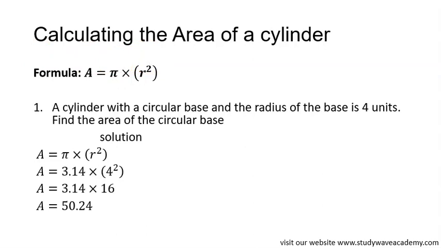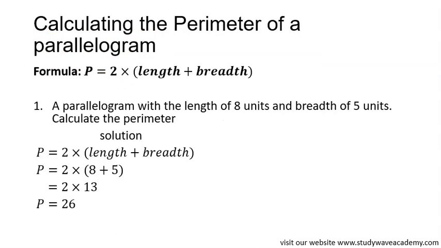Next, we're going to be looking at calculating the perimeter of a parallelogram. To calculate the perimeter of a parallelogram, the formula is P, which is perimeter, equals 2 times bracket length plus breadth. Okay? This is the formula used to calculate the perimeter of a parallelogram.